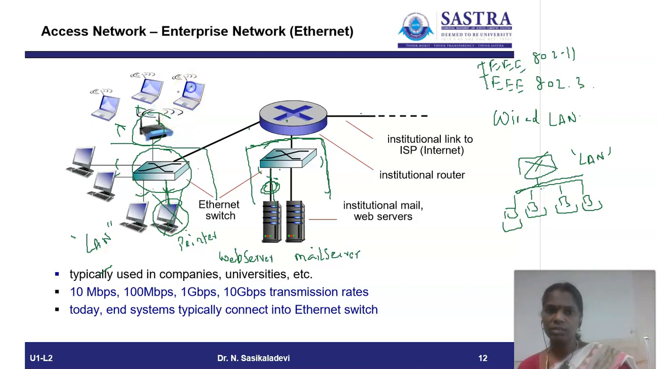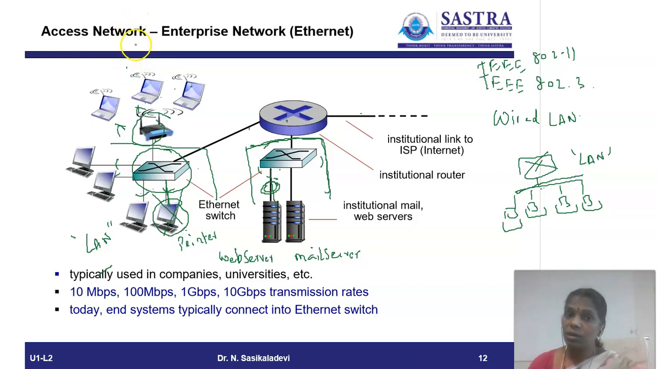So these laptop devices are connected with the access point, and this access point is connected with the router, and this switch is connected with the router. This type of architecture is known as the enterprise network Ethernet architecture. It is a typical architecture for most universities, institutions, and organizations.